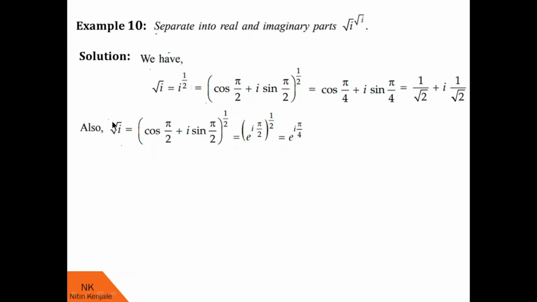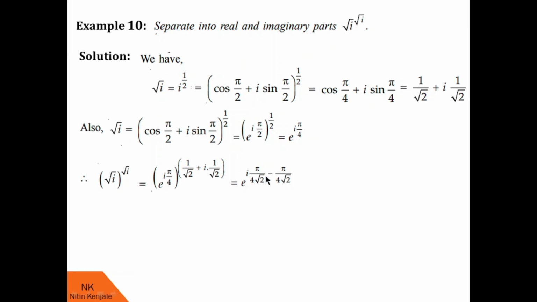Now we have two representations for root i. One is 1 by root 2 plus i into 1 by root 2, and another one is e raised to i pi by 4. We will substitute these representations in root i raised to root i. So root i raised to root i can be written as e raised to i pi by 4 in this bracket raised to 1 by root 2 plus i into 1 by root 2. Now let us multiply these powers. So we get e raised to i pi by 4 root 2 into e raised to i into i pi by 4 root 2. i into i, that is i squared, is minus 1. So we get minus pi by 4 root 2.